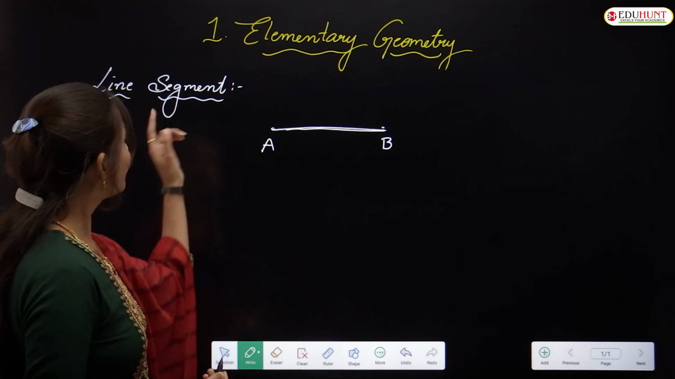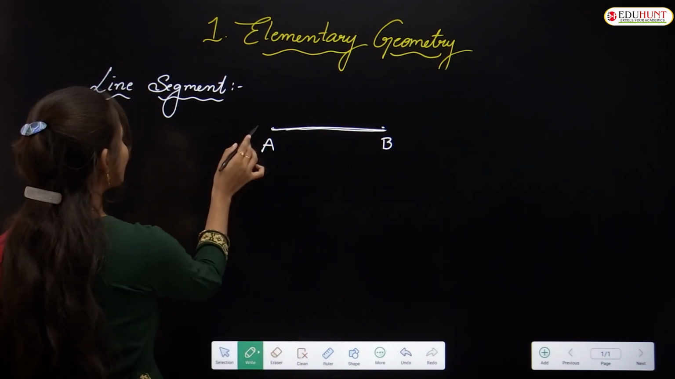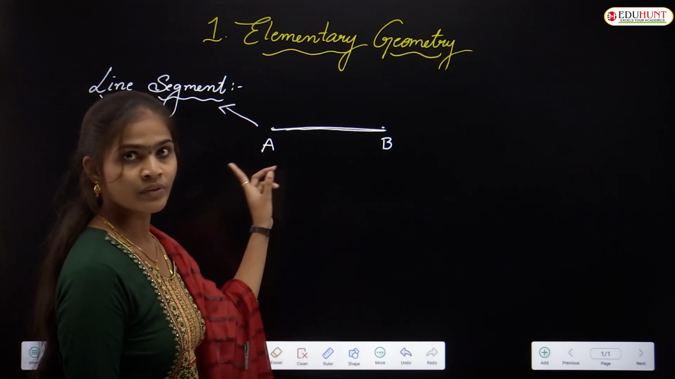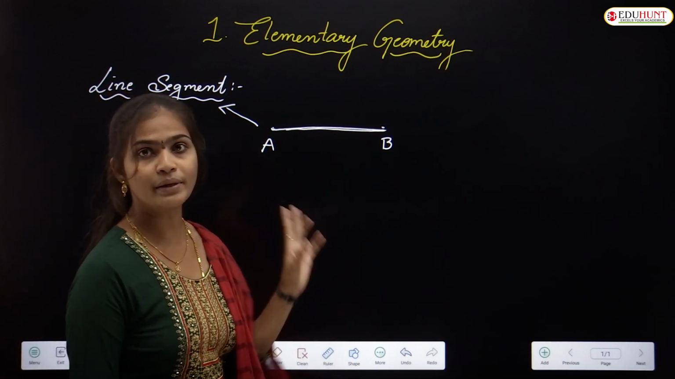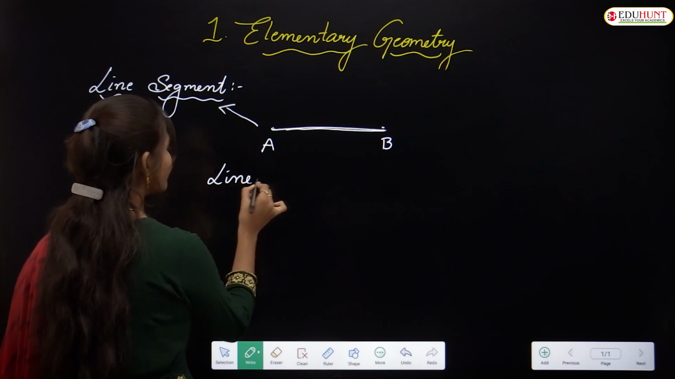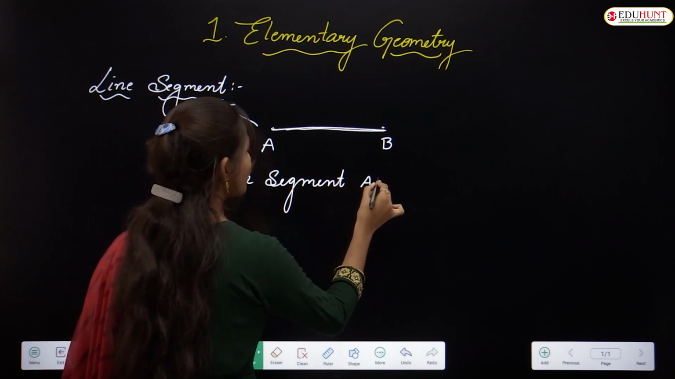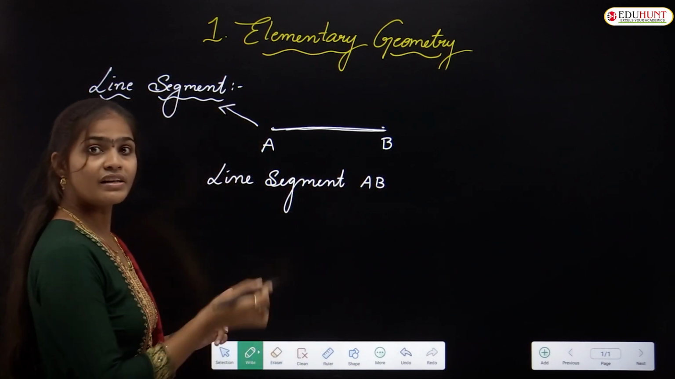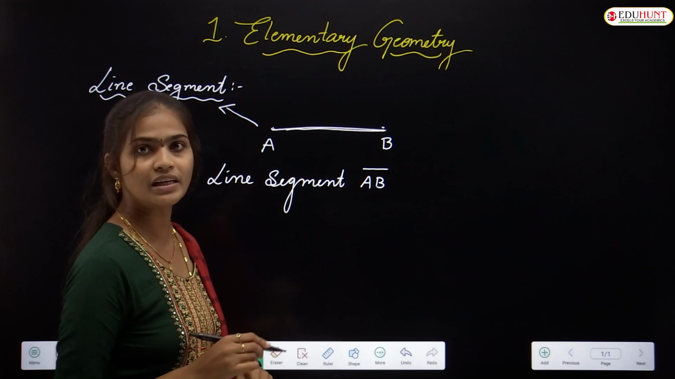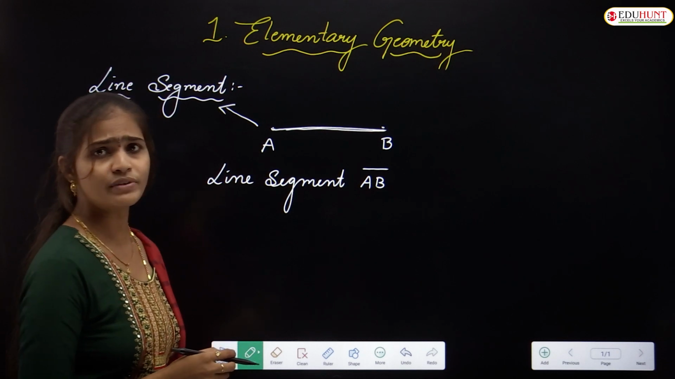Yes or no? So by joining these 2 points we get a figure. We call this figure a line segment. Okay, that line segment has 2 points, no? Those two I named A and B. So we call this line segment AB. We represent this line segment as AB, and on top of AB we keep a line. Okay, is it clear?